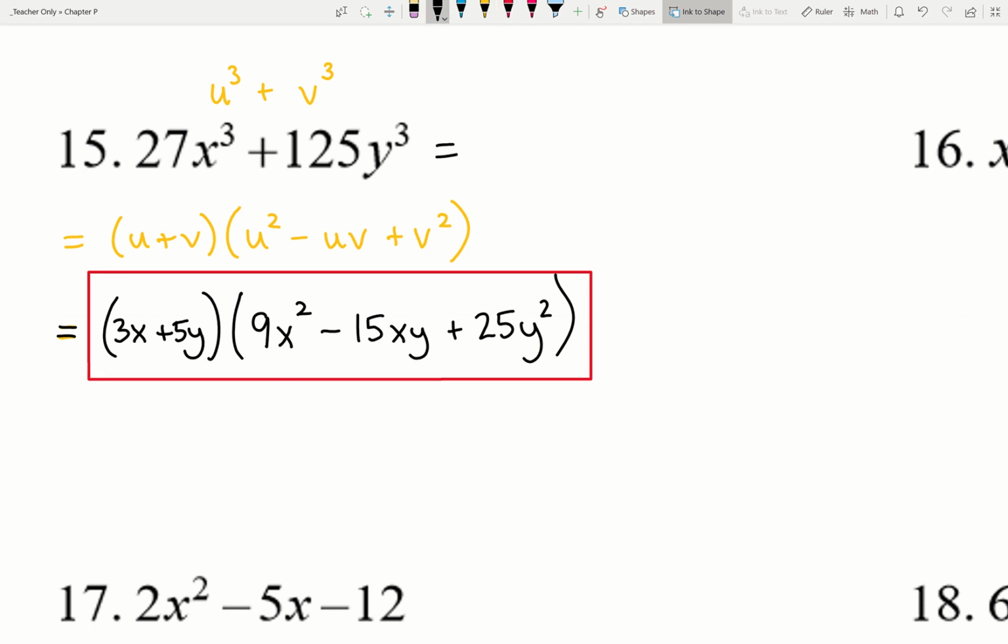In this example, we had something cubed plus something else cubed. And those two things were 3x and 5y. So that's what's playing the role of u and playing the role of v, respectively. Okay? So that's some thinking you're going to have to do from problem to problem.